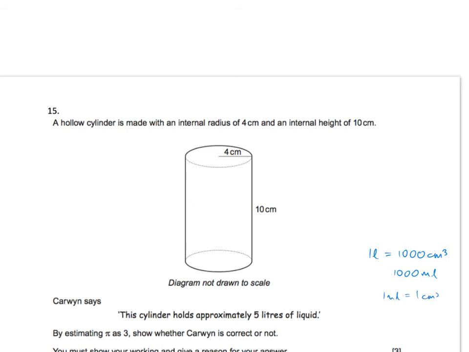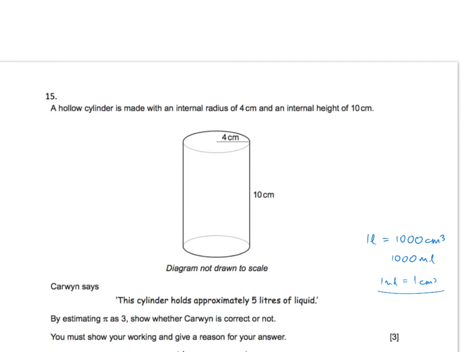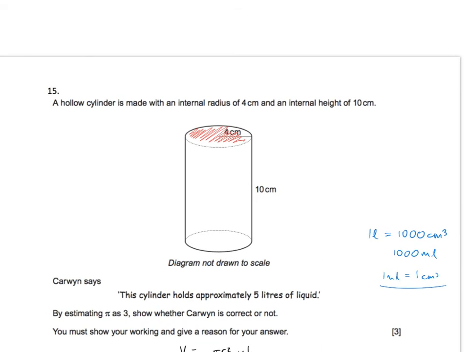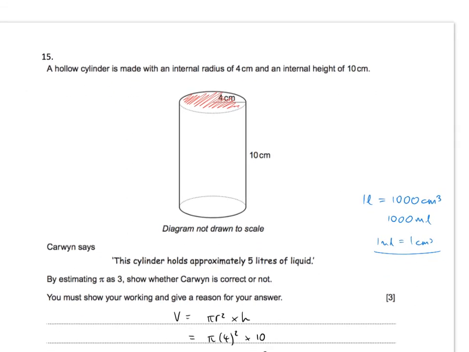They're the same thing. Okay, so we need to use the formula for a cylinder. That would be the area of the cross-section, so that's a circle, times the height. So that's pi r squared times 10. And the r is going to be 4, so it's pi times 4 squared times 10. And they've told me to take pi as 3.